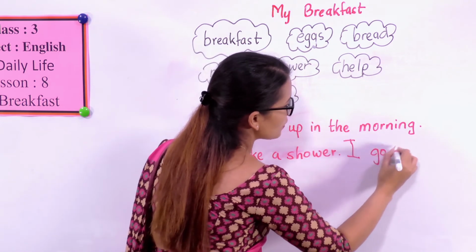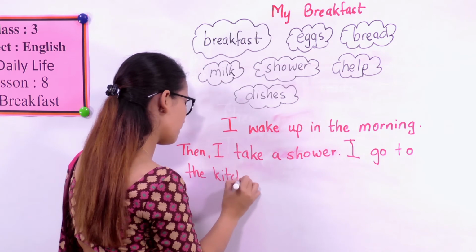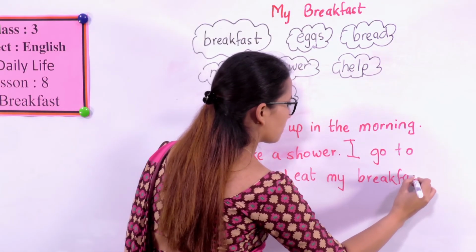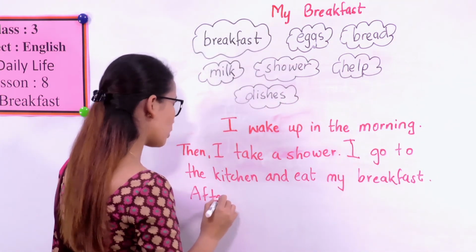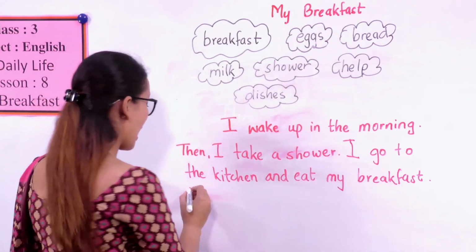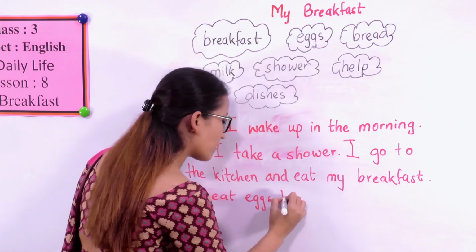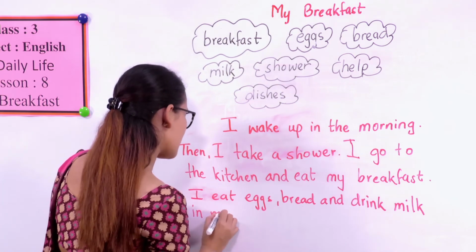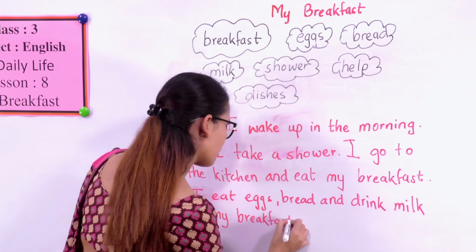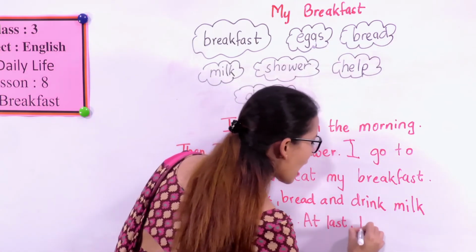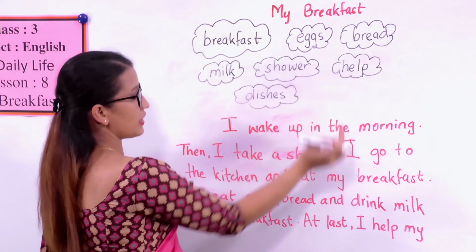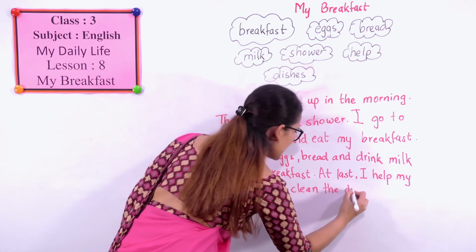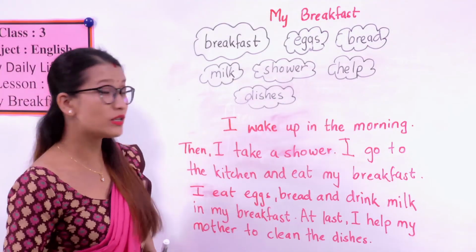I go to the kitchen and eat my breakfast. What do I eat in my breakfast? I eat eggs, bread, and drink milk in my breakfast. At last, you can write at last, I help my mother to clean the dishes. Look, so easy. You just need to find out which words you need to use, like wake up.